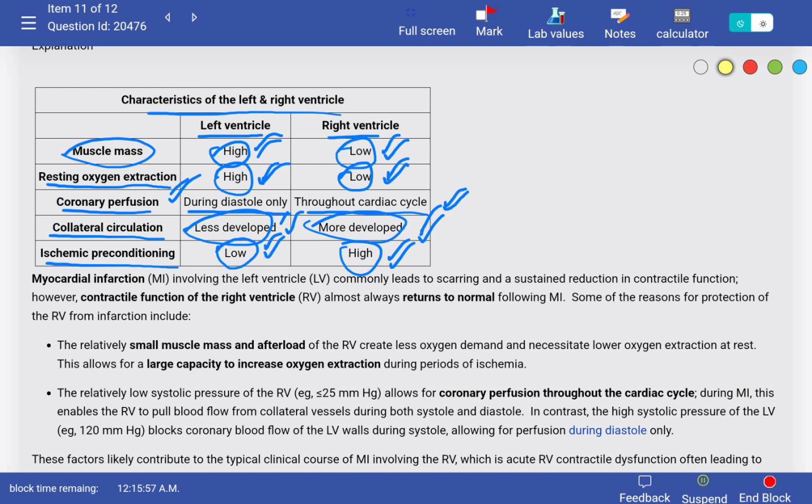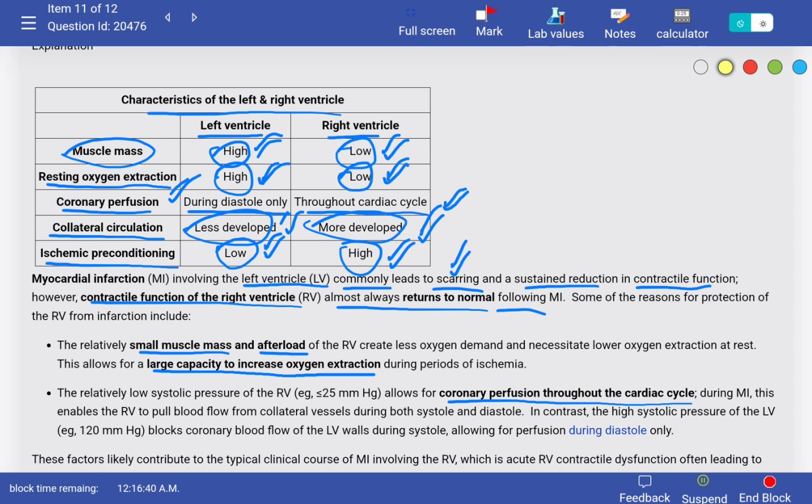Okay, so myocardial infarction, MI, involving the left ventricle commonly leads to scarring and sustained reduction in contractile function. However, contractile function of the right ventricle almost always returns to normal following MI. Why? Because we would see that in the case of the right ventricle there is relatively small muscle mass and afterload. With that there is large capacity to increase oxygen extraction, right? With that, the coronary perfusion throughout the cardiac cycle.